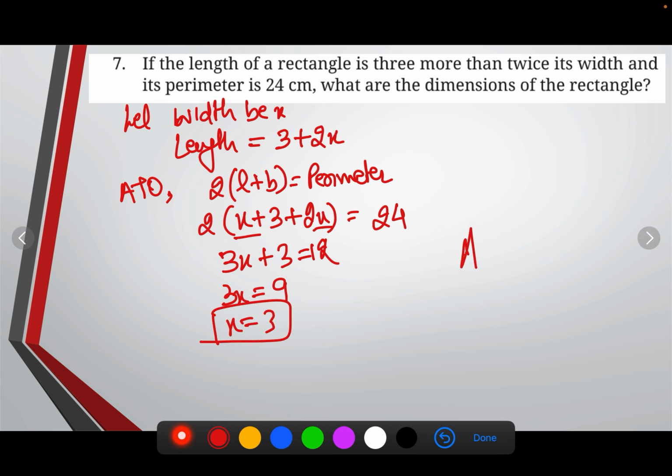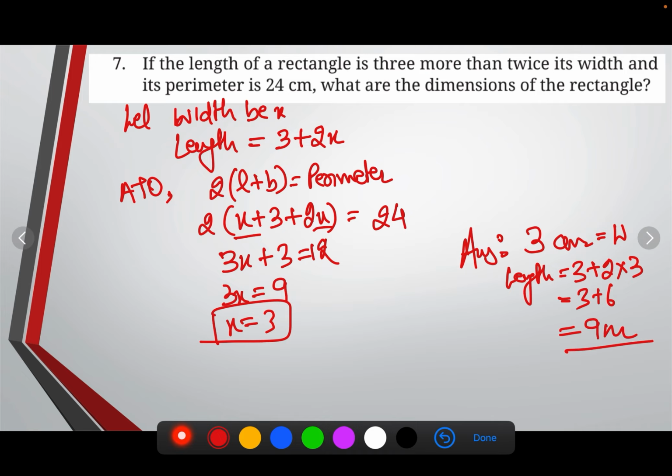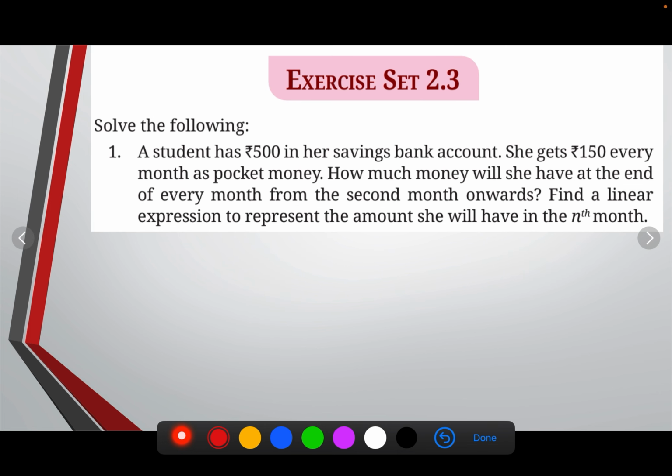So what is the width? 3 centimeter is the width, and the length will be 3 plus 2 into 3, 3 plus 6, which is 9 centimeter. Right, the dimensions mean the length and the breadth for a 2D figure, and LBH, length, breadth, height for a 3D figure. Okay.